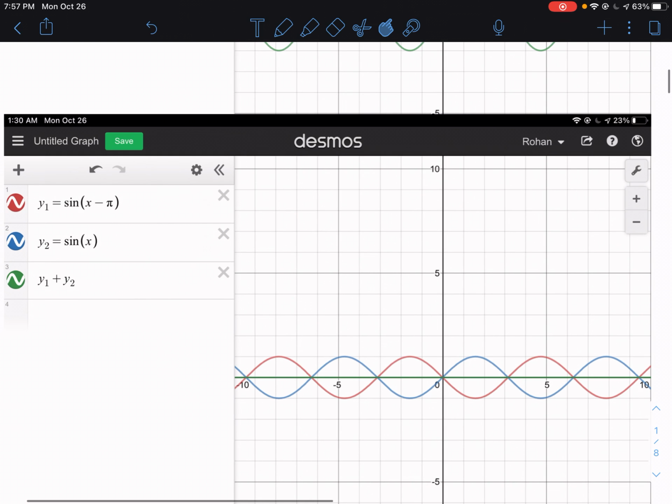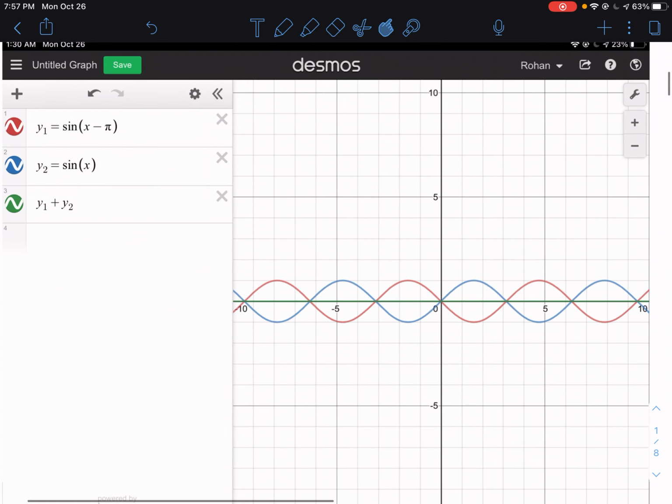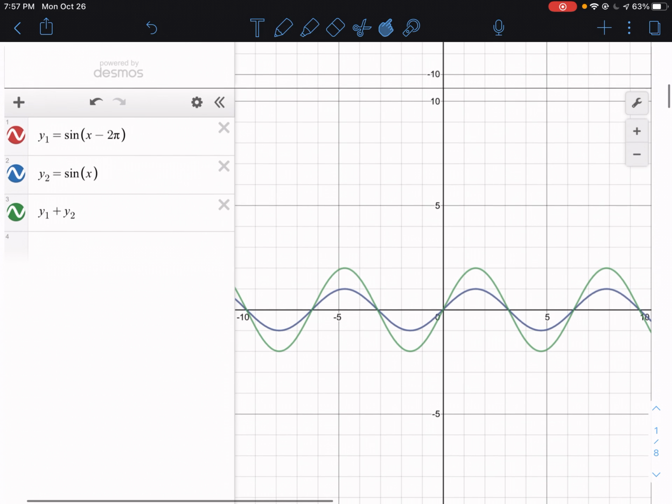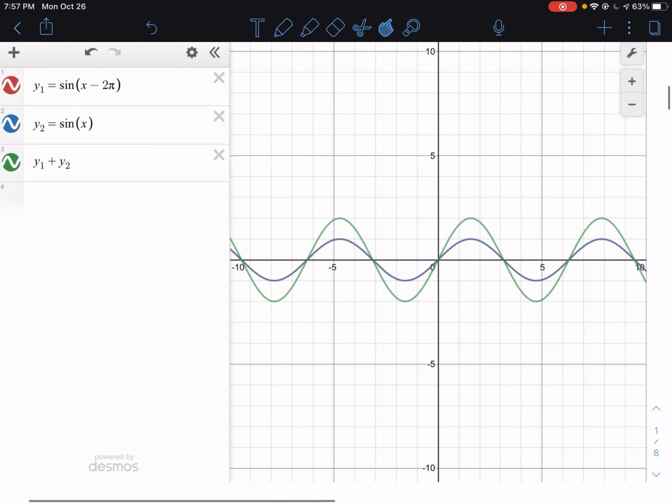In this next example, if we shift the wave by half of a wavelength, so sine of x minus pi, we have an example of DI here, right? Because if we add the two waves, the crest and the trough cancel, and so we get 0. In this last example, if we shift it by an entire wavelength, sine of x minus 2 pi, we have another example of CI.